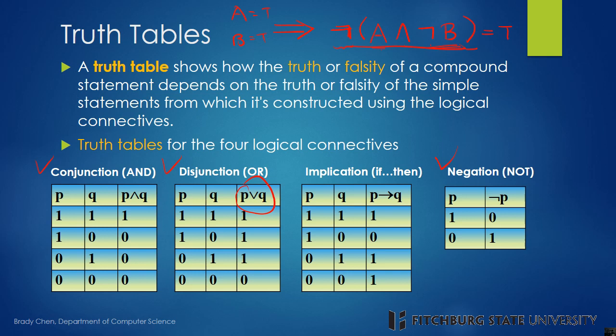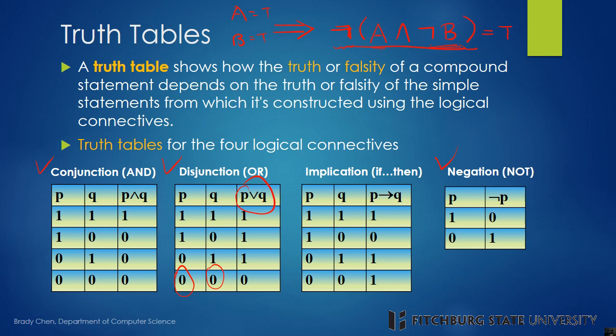So that's a weak condition. The only case that P or Q is false is that both P and Q are false. Okay, that's simple. Now look at the negation. If P is true, the negation of P is false. And if P is false, the negation of P is true, right? That's very simple.